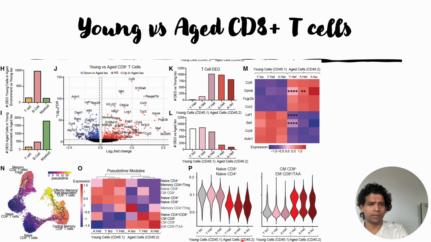In panel O also, for the heterochronic conditions, they see a decrease or lower amount of CD4 plus T cells and a high amount of effector memory CD8 plus T cells. So this all indicates that the aged CD8 plus T cells are more prone to move toward effector memory T cells, which are usually less effective, or we can say close to the exhausted CD8 plus T cells.